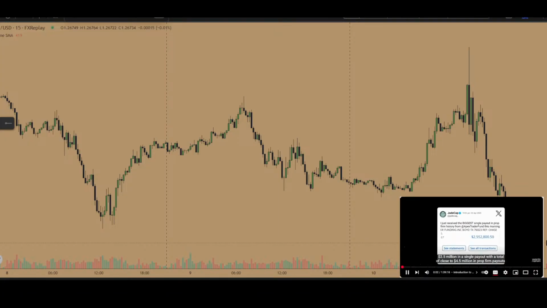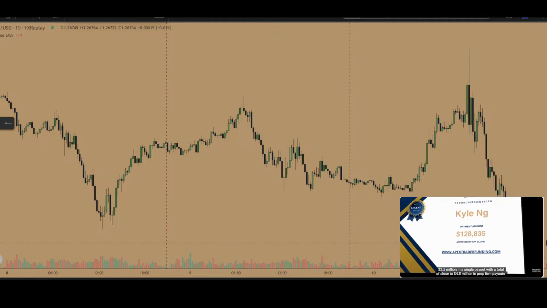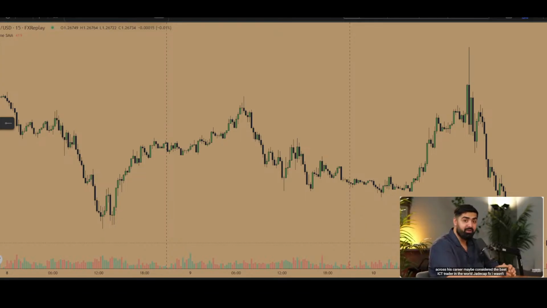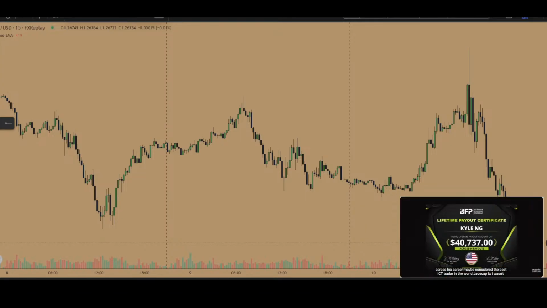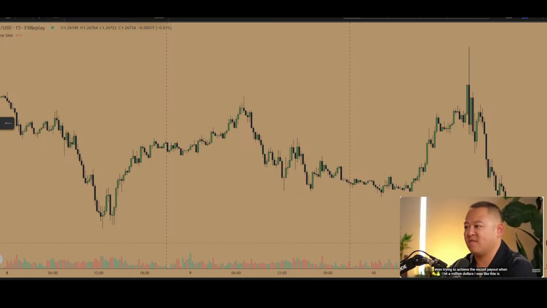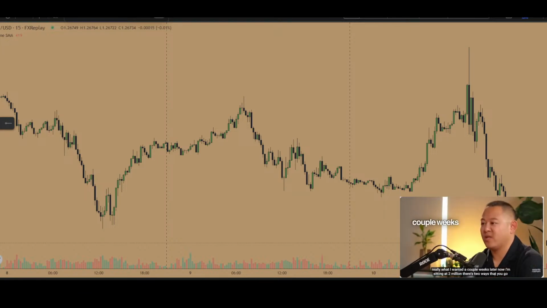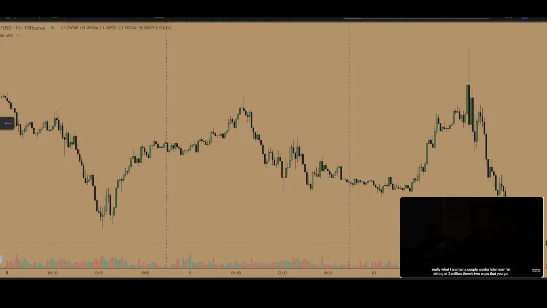$2.5 million in a single payout, with a total of close to $4.5 million in prop firm payouts across his career, may be considered the best ICT trader in the world, Mr. J Cap Effect. I wasn't even trying to achieve the record payout. When I hit $1 million, I was like, this is really what I wanted. A couple weeks later, now I'm sitting at $2 million. There's two ways that you go about it.